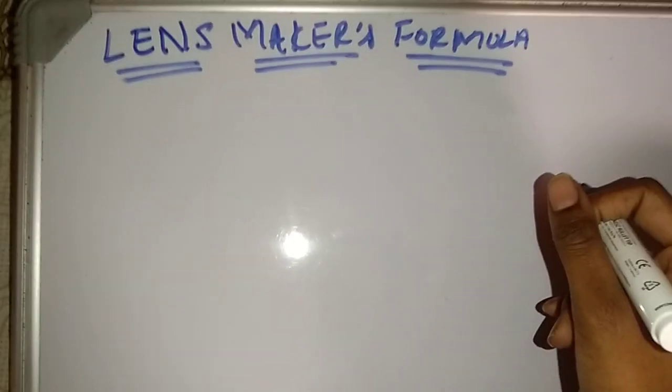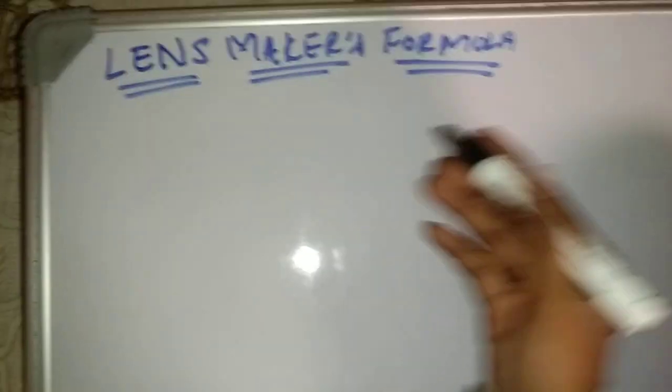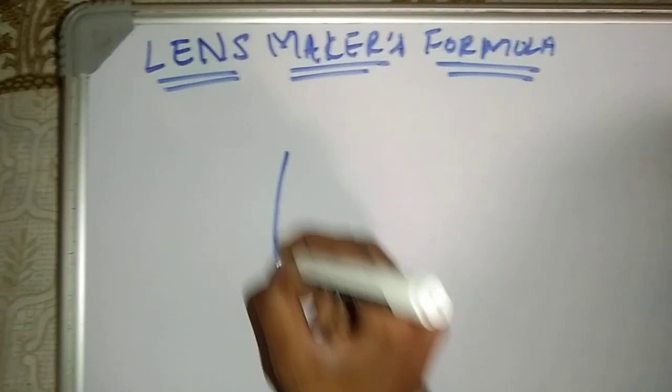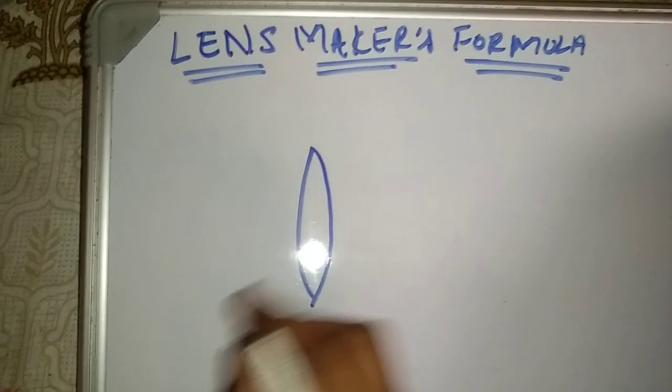So let us see Lensmaker's formula derivation. I'll be teaching you some tricks to remember this derivation. First, let us start off with a lens. So we have a lens like this.